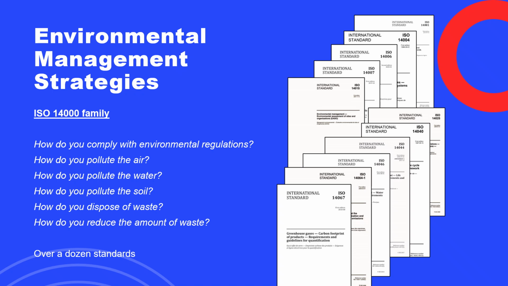Next, consider the Environmental Management Strategies standards, part of the ISO 14000 family. These ask questions about how you pollute your environment, how you comply with environmental regulations, and how you reduce the amount of waste. The ISO 14000 family has over a dozen standards, each referring to different specialized topics such as air, water, soil, waste, and other environmental impacts a company can have.